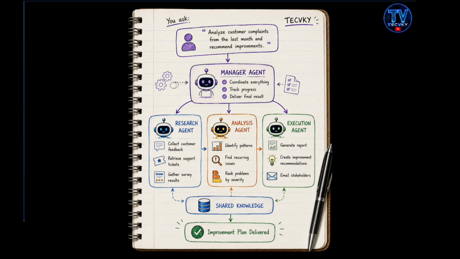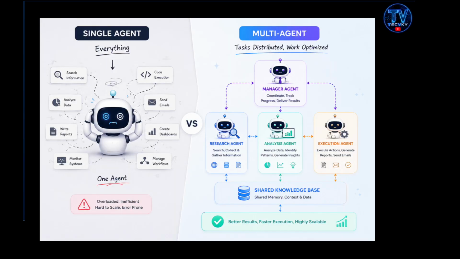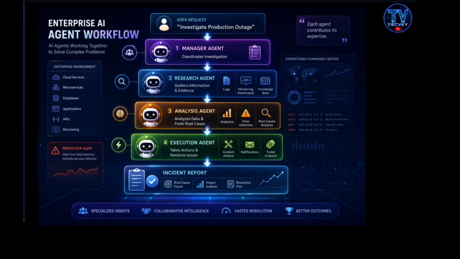Okay. Instead of one AI trying to do everything, multiple specialized AI agents collaborate to solve the problem. Okay. Now let's see single agent versus multi-agent. So single agent, it does everything, only one agent. Many tasks have to be performed by one single agent. Okay. And here you see, instead of one agent doing everything, responsibilities are distributed. That is multi-agent architecture. Okay. Now let's see one use case. Investigate production outage.